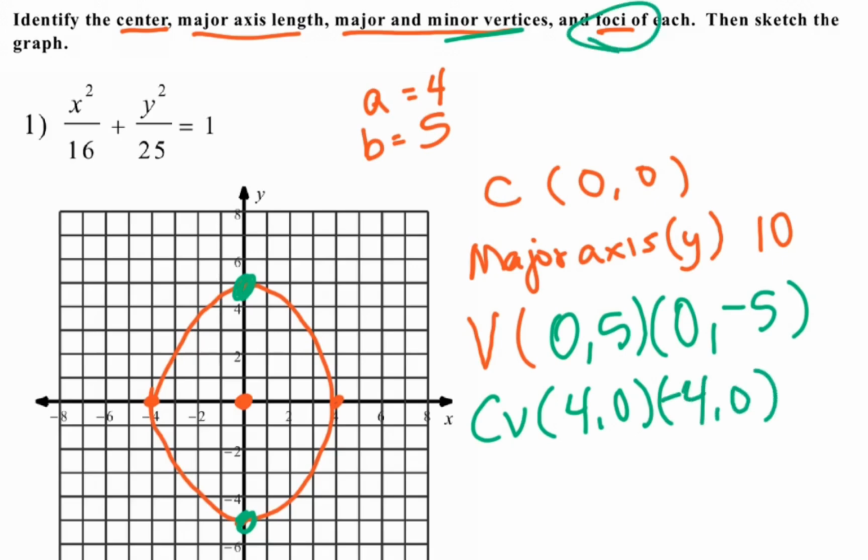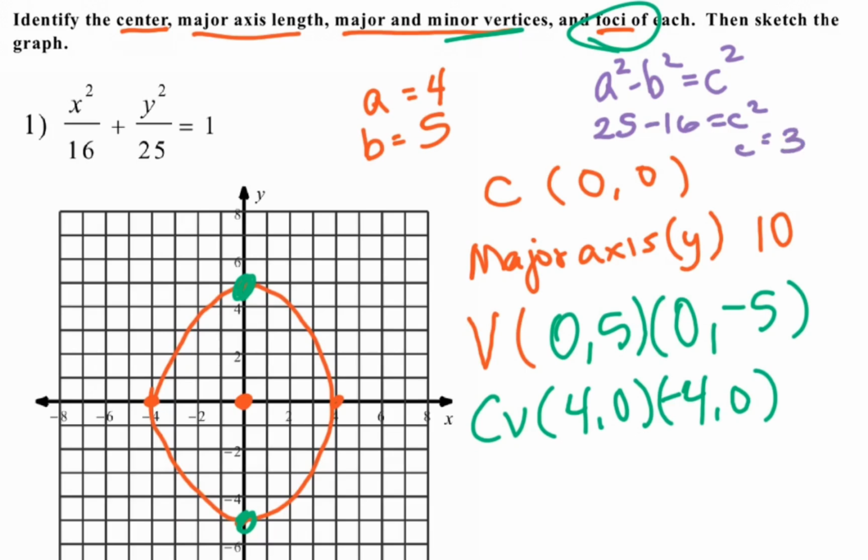Okay, now how do you find the foci? Remember, it's going to be a squared minus b squared equals c squared. And the way that I remember that is because there's a plus right here, I'm going to do a minus right there. So I'm going to take 16 minus 25, and I know that's going to come out negative, so I'm just going to do it the other way around because it doesn't matter. So 25 minus 16 equals c squared, so c is equal to 3 because c squared is 9.